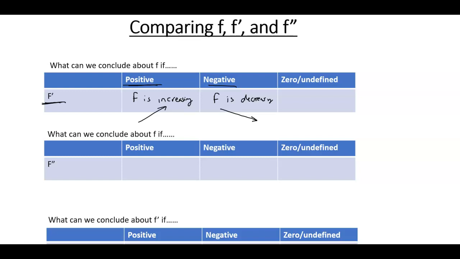Now, what happens when the derivative is zero or undefined? Well, it's a critical value for sure. But it could be, so I'll put and/or, it could be a relative min or a relative max.